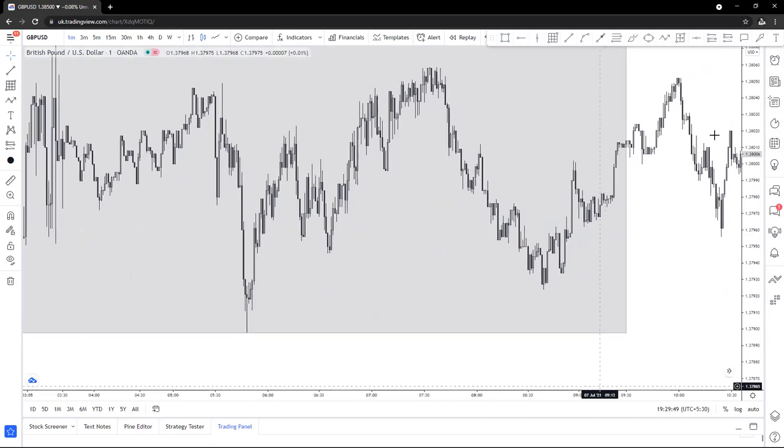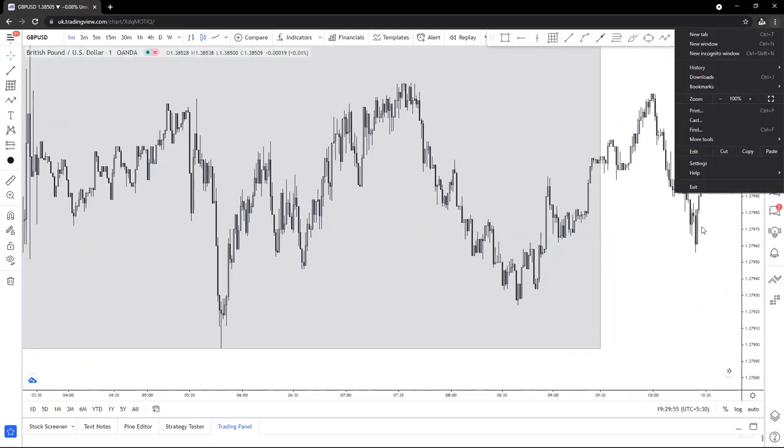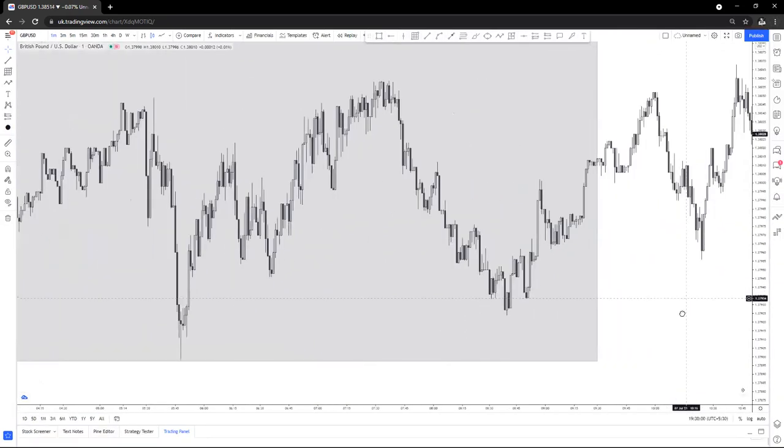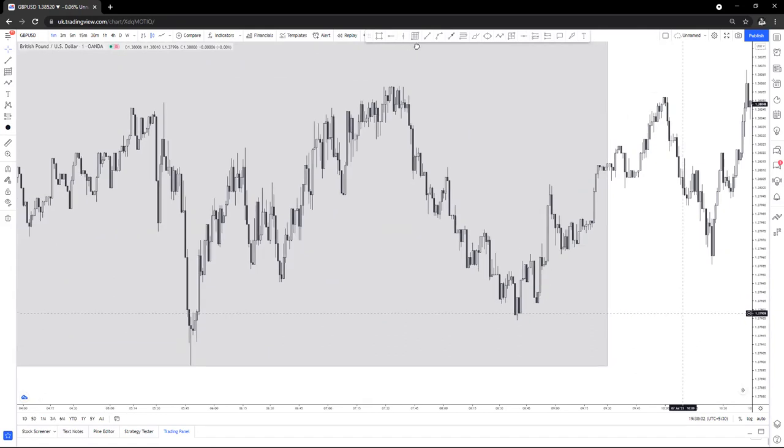I came at around 9:30, that was when I entered the market. Yes, I was talking about this trade only. I'll show it to you. I'll show you every single reason why.